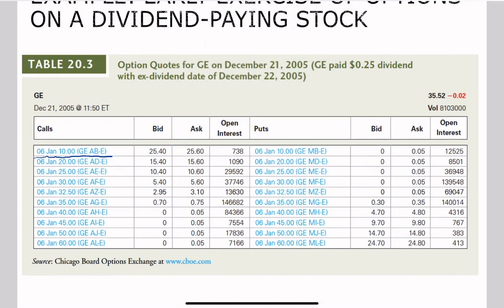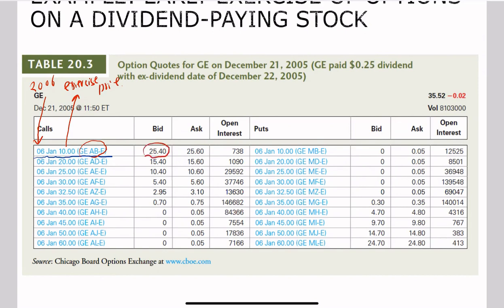Maybe I should talk about this notation here. 06 means the year, so it's 2006. January, of course, is just January. This one is the exercise price, so it has a $10 exercise or strike price. This GEABE is essentially the name of this option.